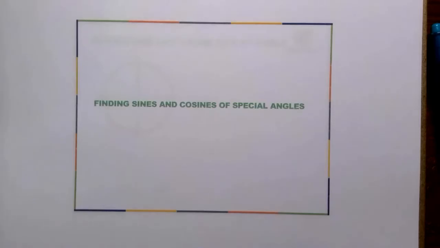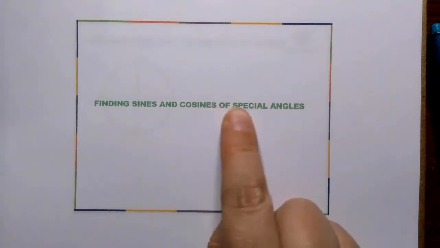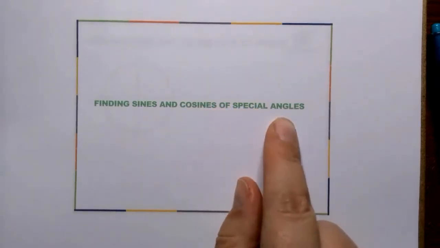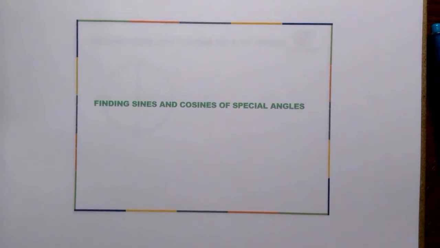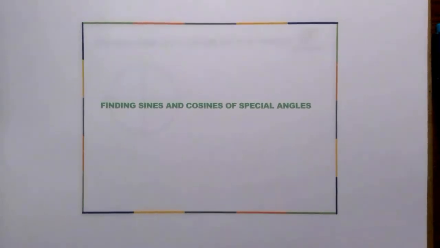In this video, we're going to talk about, again, the sines and cosines of special angles, those 30, 45, 60 degree angles. And a spoiler, they are going to be the same as the values that we found in section 7.2. Yay! Let's begin.